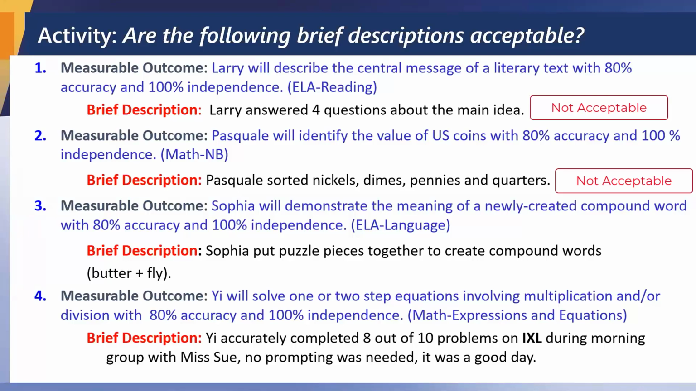Next one. Sophia will demonstrate the meaning of a newly created compound word with 80% accuracy and 100% independence. So this would be under language, under vocabulary acquisition. The brief description says that Sophia put puzzle pieces together to create compound words, such as butter plus fly. Acceptable or not acceptable?